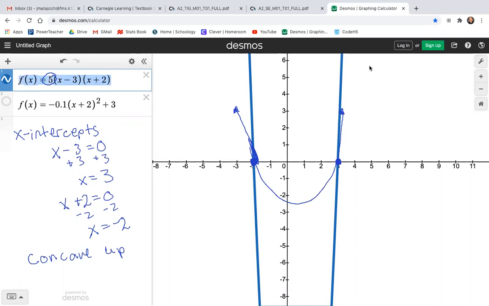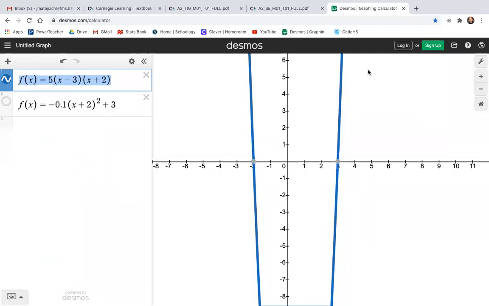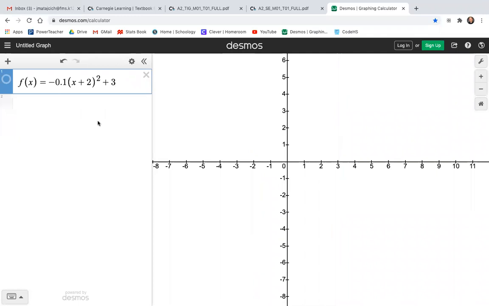All right, so let's do the last one. It actually tells us the most information. Let me clear this. I'll get rid of this function. Don't need it anymore. All right, so our last one, vertex form. A lot to do on this one, right? Kind of. So let's find the vertex first.